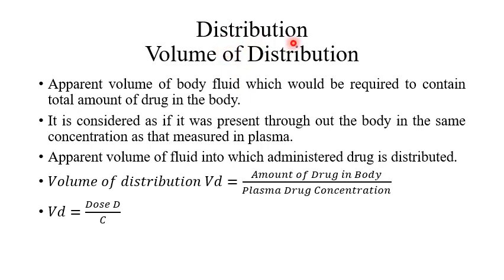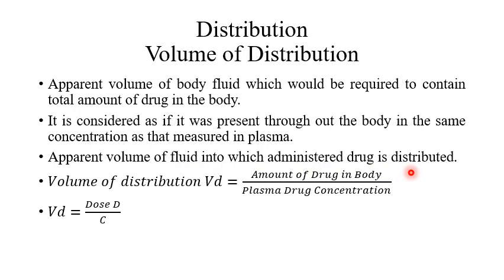So let us now discuss distribution, which is another pharmacokinetic parameter, and the determinant we are going to discuss is the volume of distribution. So let us first of all talk about what is this volume of distribution. It is defined as the apparent or hypothetical volume of fluid which would be required to contain the total amount of drug in the body. It is considered as if it was present throughout the body in the same concentration as that which is measured in the plasma. It may also be defined as the apparent volume of fluid into which the administered drug is distributed.